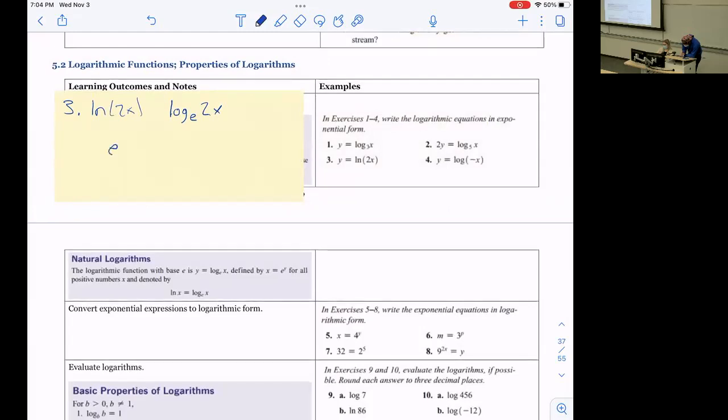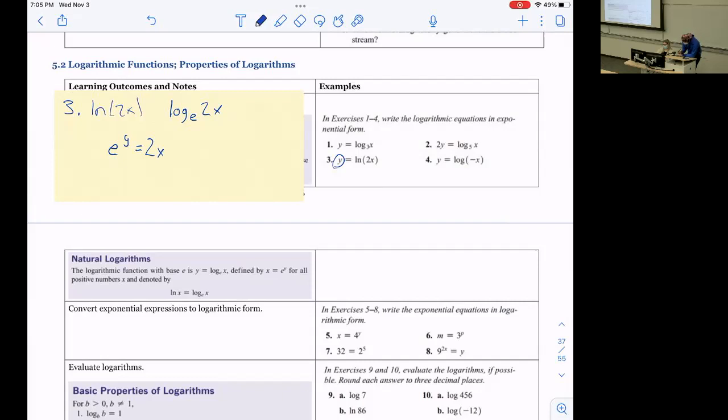So e to the y is equal to 2x. And that's how we would rewrite that logarithmic equation. Our ln's are just log base e. So e is always the base, and then the exponent's over there. Does that make sense?